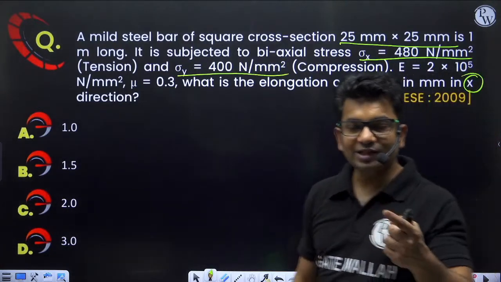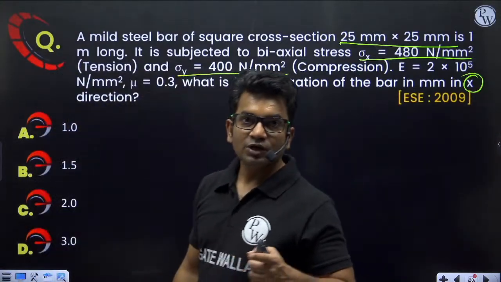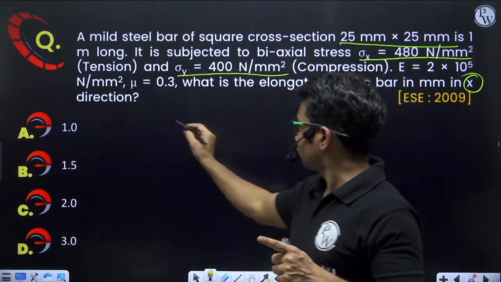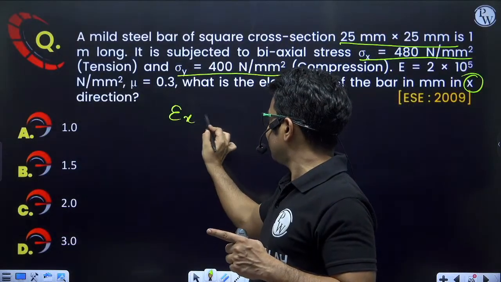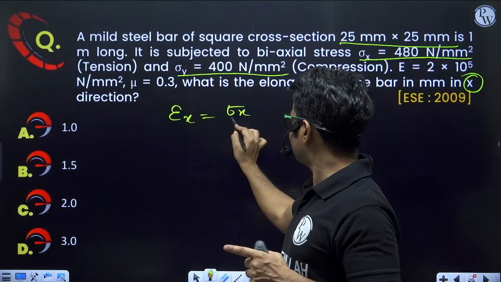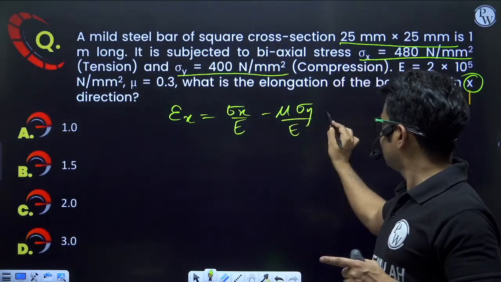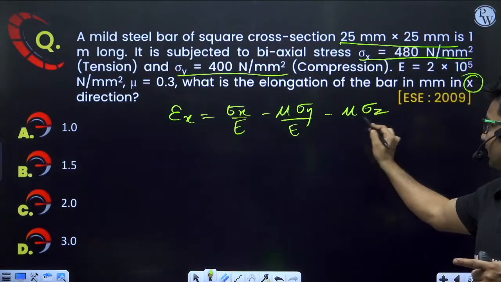So before we calculate elongation in x direction, let us calculate strain in x direction. So by using generalized Hooke's law, we'll be calculating strain in x direction. So what will be the value of strain in x direction? It will be equal to stress in x direction by E minus mu stress in y direction by E minus mu stress in z direction by E.